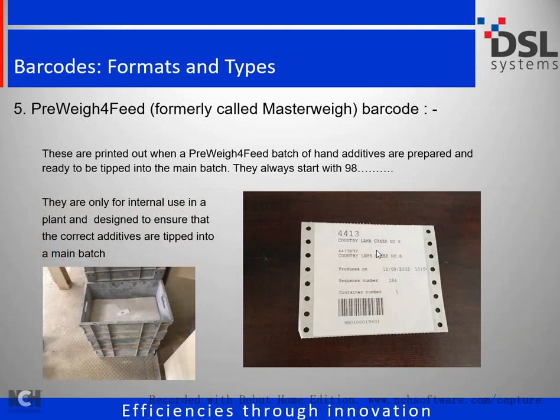And finally, the fifth type of barcode is an internal one which is used within AutoPilot4Feed just to track batches which are pre-weighed for feed, formerly called master weigh, so that the system can track the batch, and then when it gets tipped into the main batch, it knows all the details that have gone in to the pre-weigh batch.